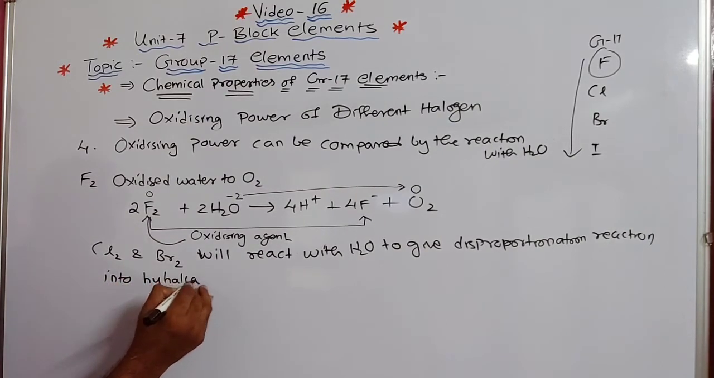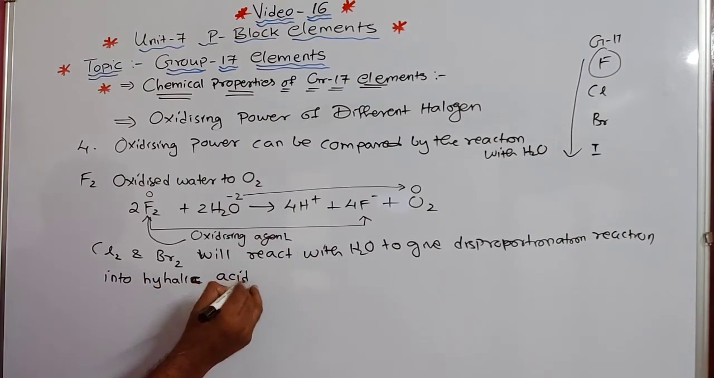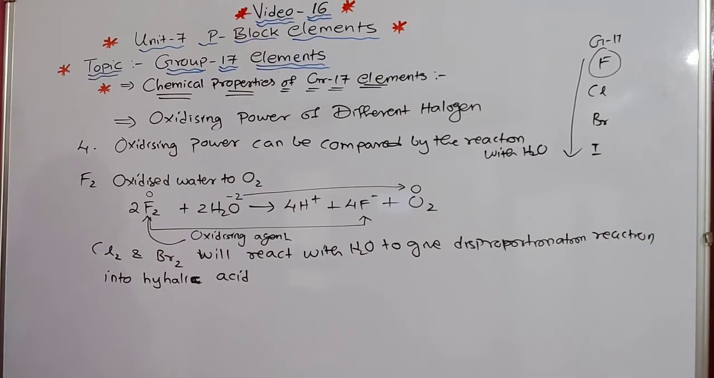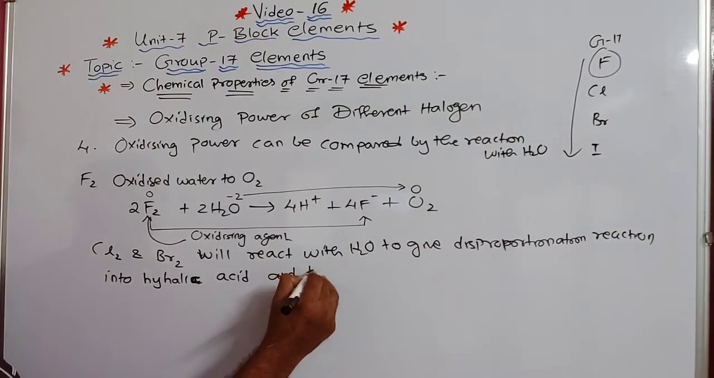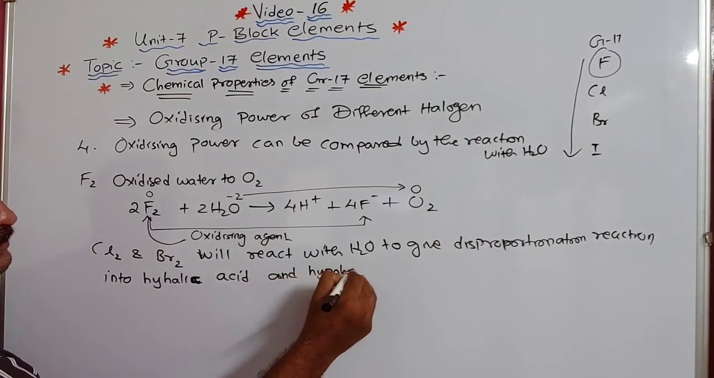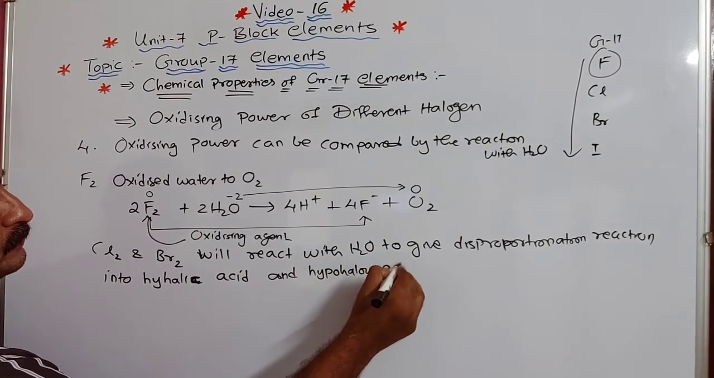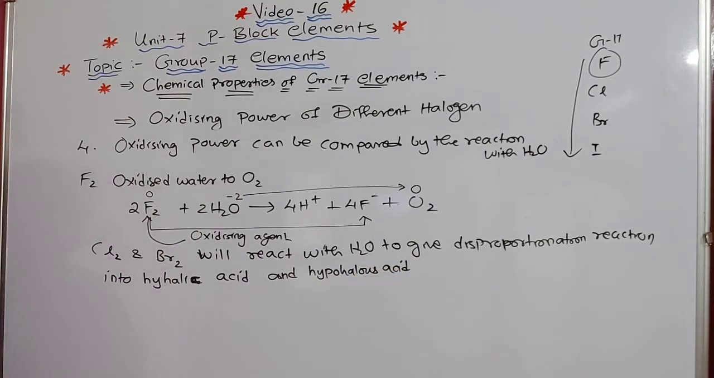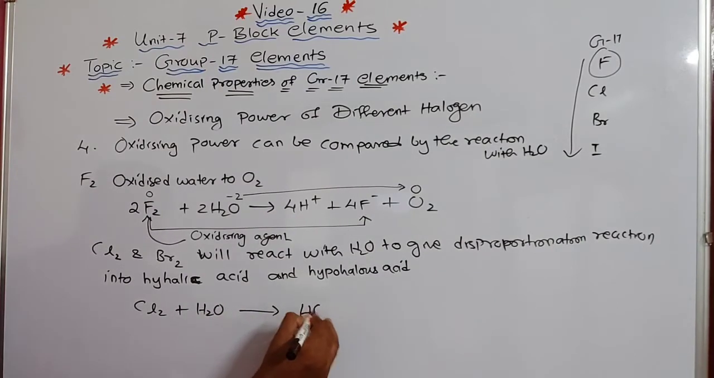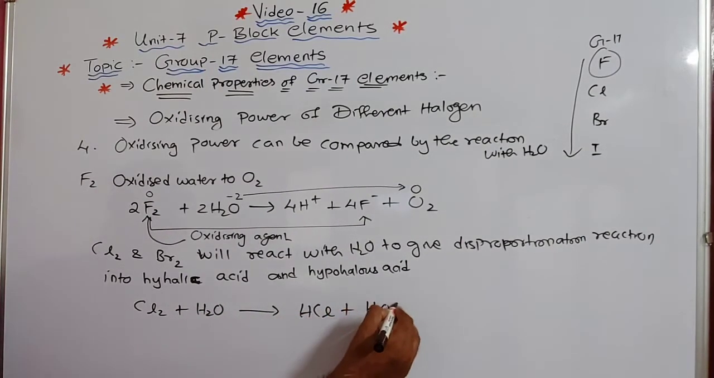hypohalic acid. Hypohalic acid. Now this you will study in oxo acids of group 17 elements. That topic is there, when we'll discuss hypohalic acid and hypohalous acid. Clear? Now when we talk about hypohalic acid, you can see the reaction Cl2 plus H2O will give you HCl plus HOCl.